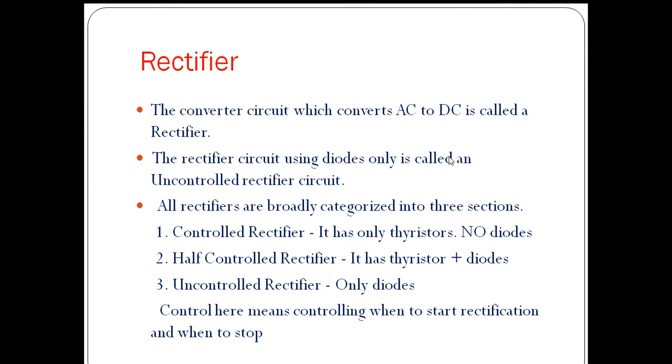The device will be subjected to reverse bias. Once the device is subjected to natural zero, from then onwards, automatically due to the negative half cycle, the device will be turned off. We are not using any forced commutation techniques in the operation of converters.